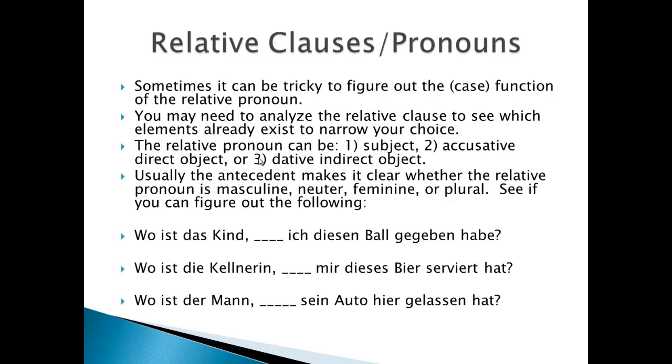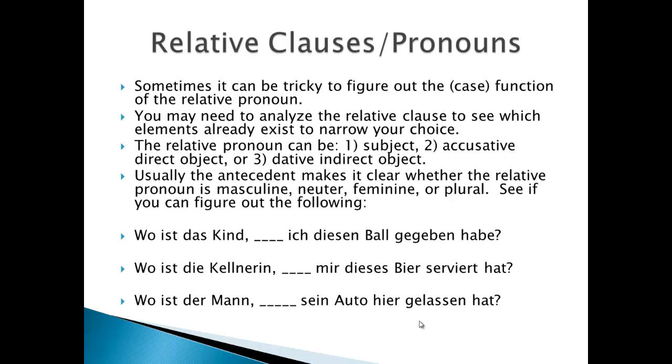Okay, so here we have: "Wo ist das Kind? Ich diesen Ball gegeben habe." "Wo ist die Kellnerin? Mir dieses Bier serviert hat." Und "wo ist der Mann? Sein Auto hier gelassen hat." So go ahead and take a couple moments, see if you can figure out what the relative pronouns are supposed to be for each of these.